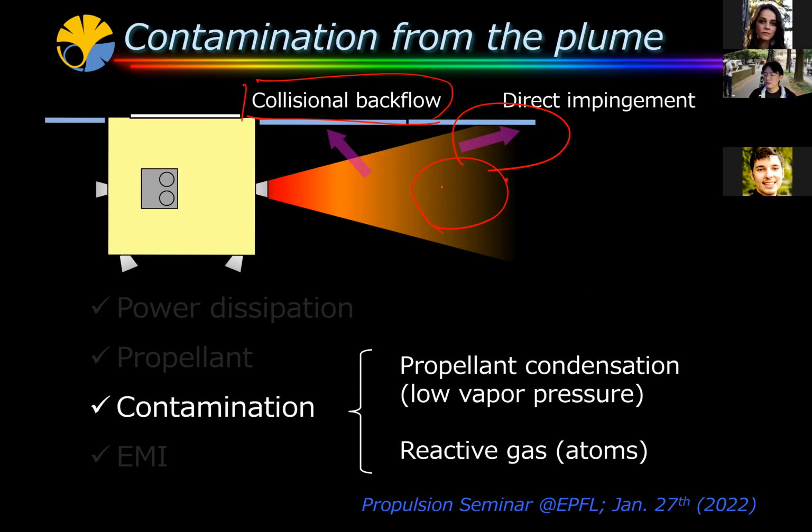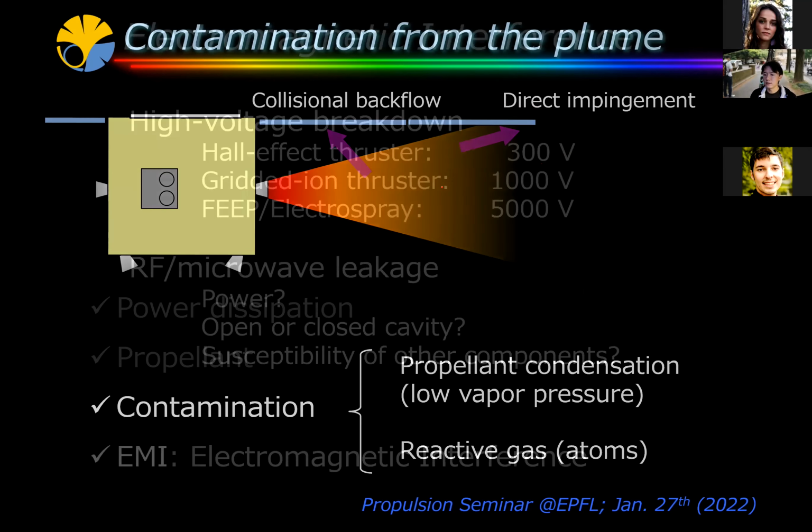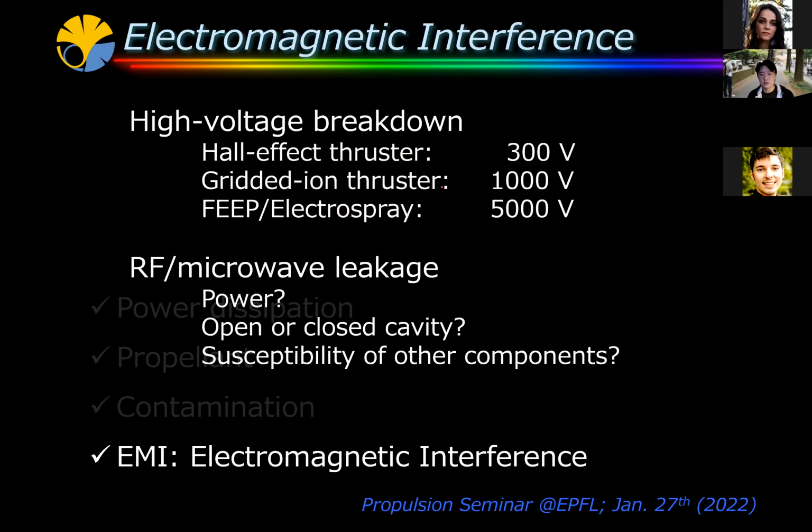So we have to take care about this. And finally, electromagnetic interference. This is typical for electric propulsion. Electric propulsion basically uses high voltage, and sometimes high voltage breakdown occurs inside the power processing unit or outside. And depending on the thruster type, the voltage is different.